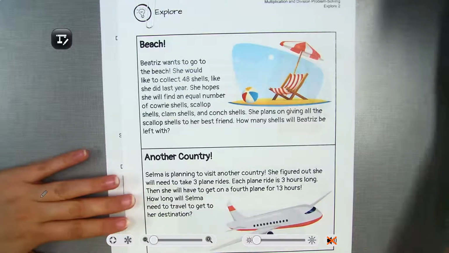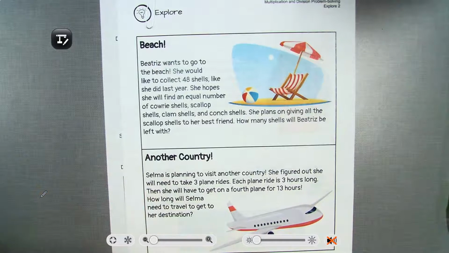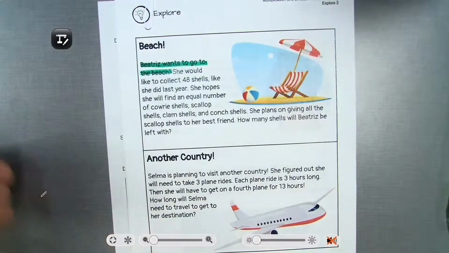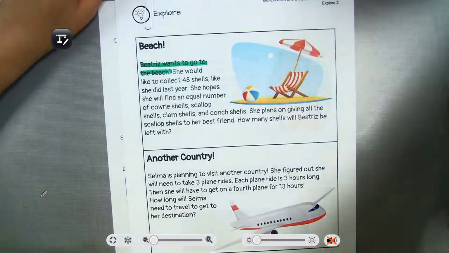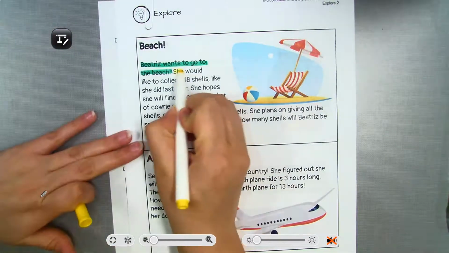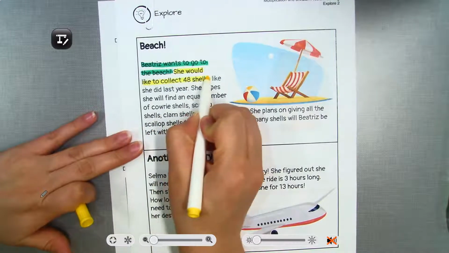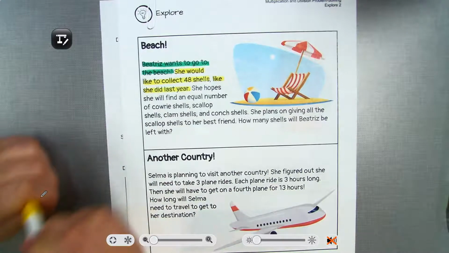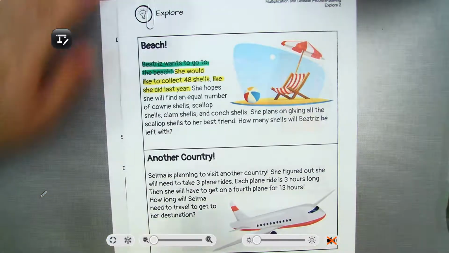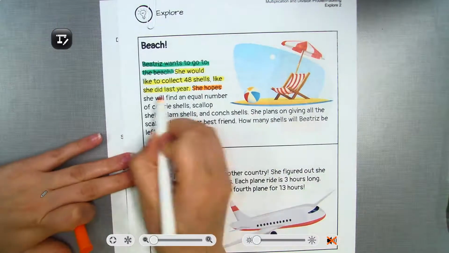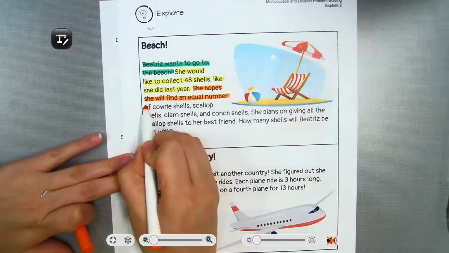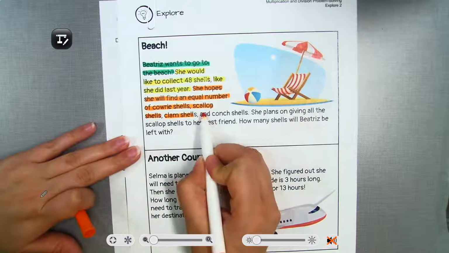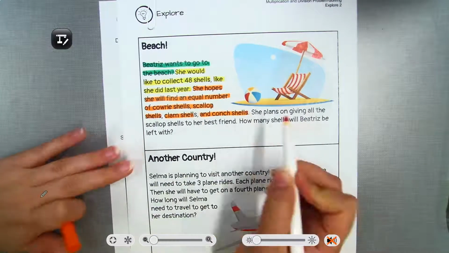So let's take this apart. So the first thing it talks about is she wants to go to the beach. So there's really no information in that first part that we need. Then it says she would like to collect 48 shells like she did last year. Okay. Then it talks about how she hopes to find an equal number of conch shells, scallop shells, palm shells, clam shells, and conch shells.